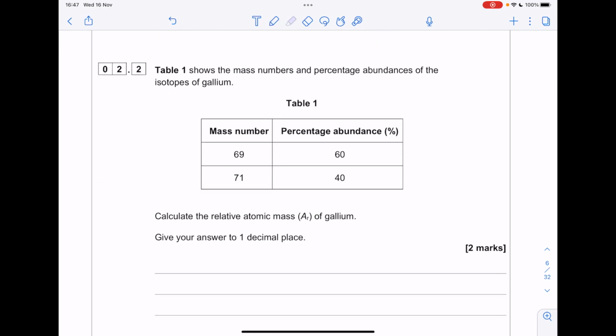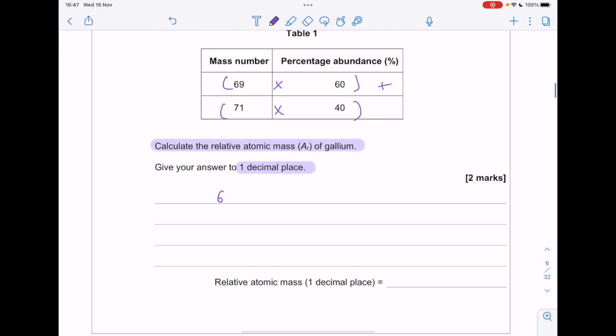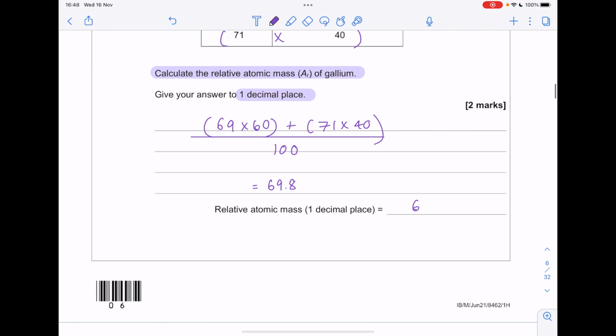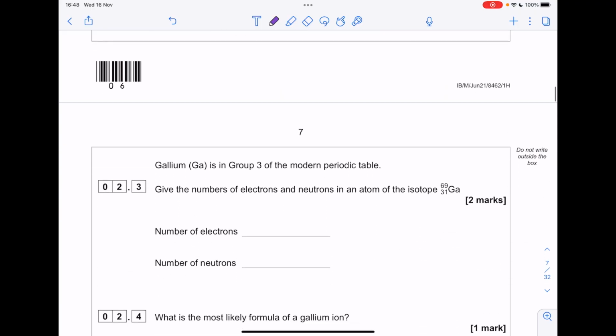Table 1 shows the mass numbers and percentage abundances of isotopes of gallium. Calculate the relative atomic mass of gallium. Give your answer to 1 decimal place. So in order to calculate the relative atomic mass, remember what you do is you take the mass number and multiply it by the percentage abundance, and then you take the second mass number, multiply it by the second percentage abundance, and divide it by 100. So I'll write that out for you. Our answer there is 69.8. So we don't even need to touch it because there you are, 1 decimal place.